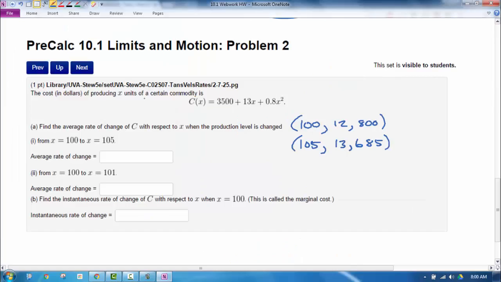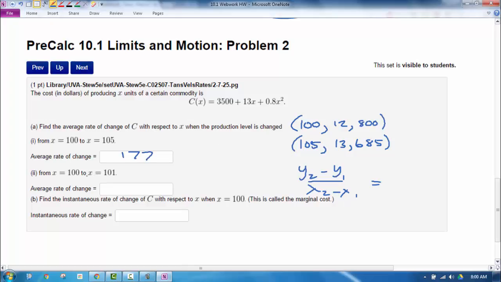Okay, the next problem gives us the cost equation in dollars of producing x units right here. It wants us to find the average rate of change for producing 100 units and 105. So plug in 100, you get 12,800. Plug in 105, you get 13,685. And just do the slope. You're going to do y2 minus y1 over x2 minus x1. When I do that, I get 177 here. The average rate of change.